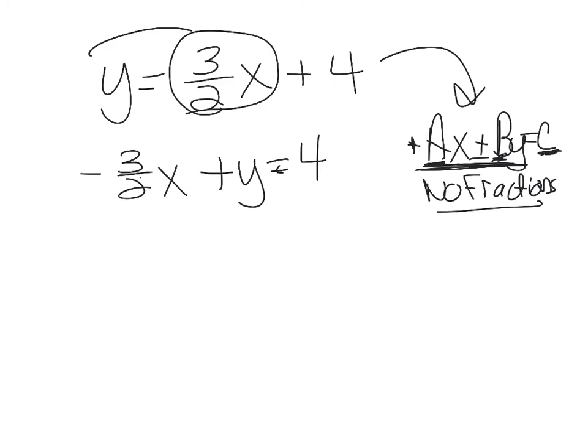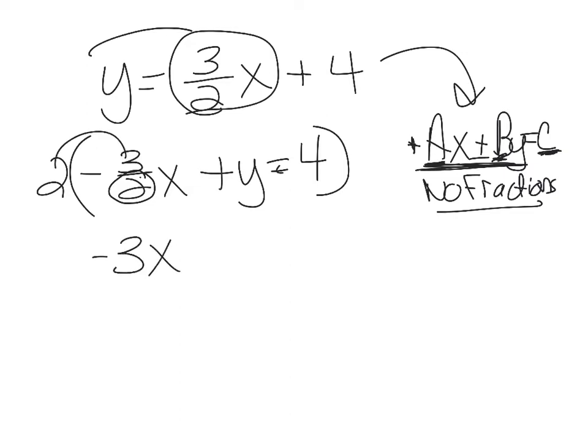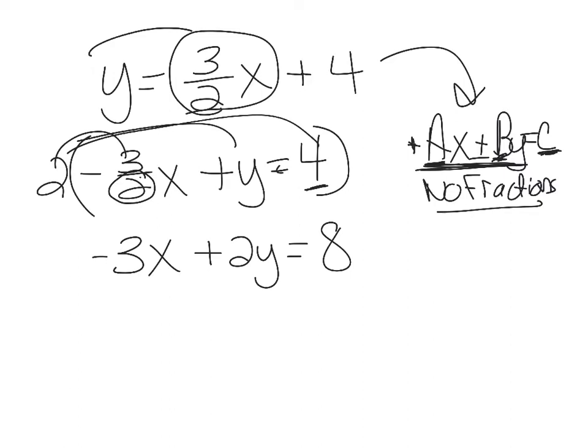The way you get rid of a fraction is, the denominator's 2, so we're going to multiply the entire problem by 2. When you multiply a fraction by its denominator, it cancels out the denominator. So I'm left with negative 3x, and then 2 times y would be plus 2y, and then 2 times 4, don't forget to multiply the constant, is 8. All right, so now we're looking good. We've got x and y on one side, number on the other, no fractions.